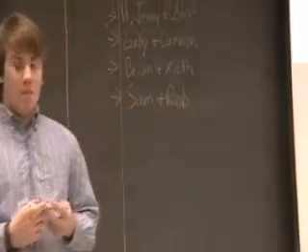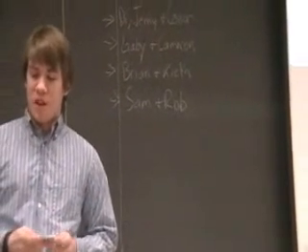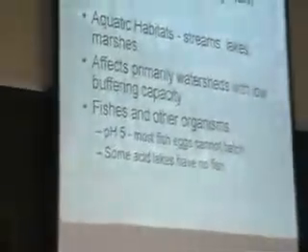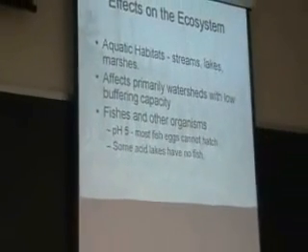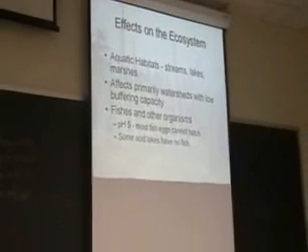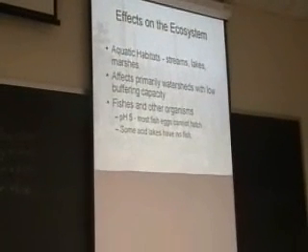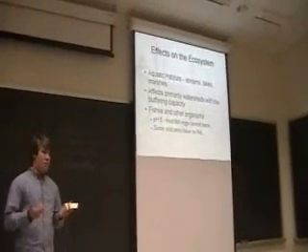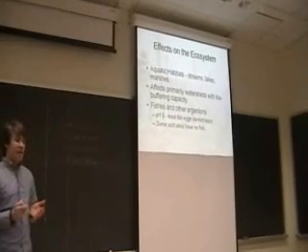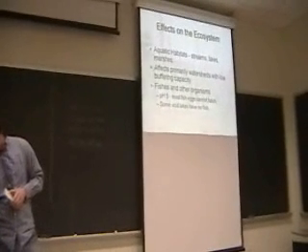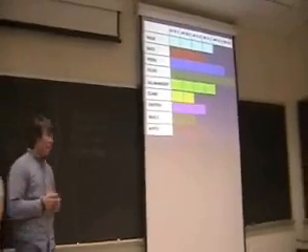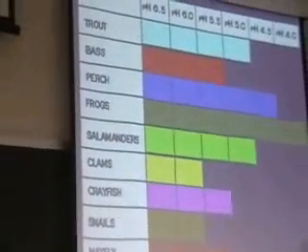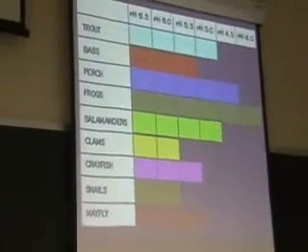Okay, so the strongest effects of acid rain can be seen on the ecosystem, mainly in streams, lakes, and marshes. So it's aquatic habitats, and it affects primarily watersheds with low buffering capacities. Mostly affected are fish and other organisms that live there. For example, at pH 5, most fish eggs can't hatch, and some acid lakes don't even have any fish in them. This graphic taken from the EPA's website shows how different organisms can live in water with different pHs.